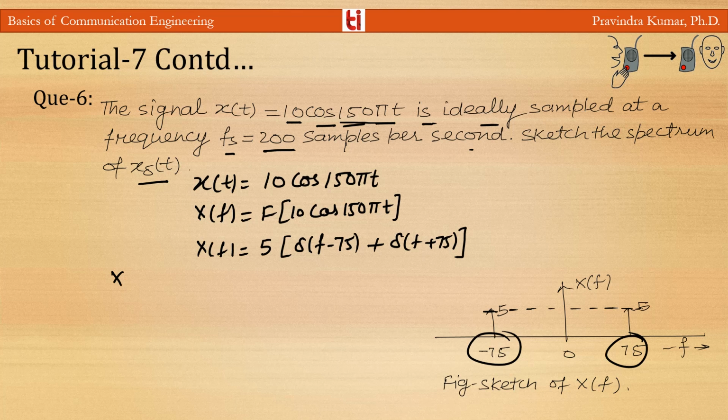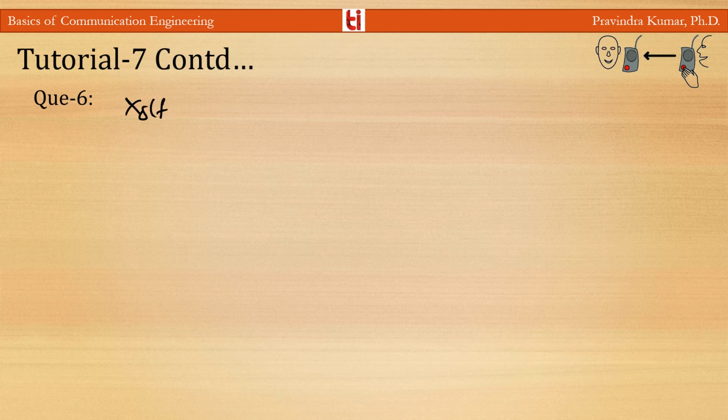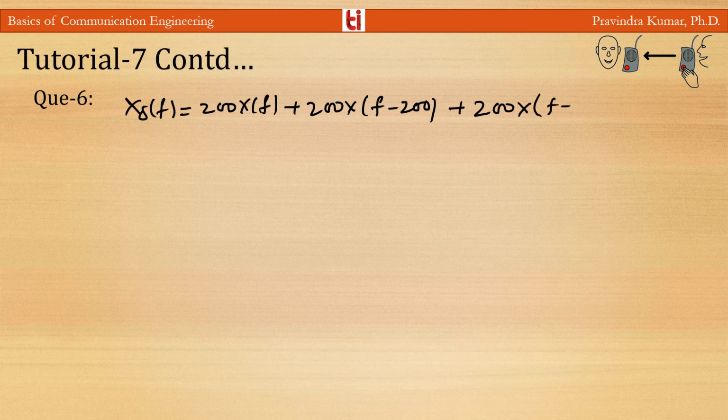The ideally sampled signal X delta(f) is fs times the summation of X(f minus n fs), or we can write it as 200 times the summation of X(f minus 200n), where n is from minus infinity to infinity. So from here we have X delta(f) equal to 200 X(f) plus 200 X(f minus 200) plus 200 X(f plus 200).